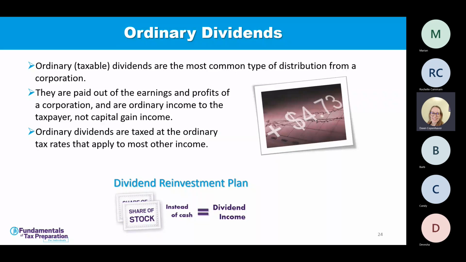Ordinary dividends are the most common type of distribution from a corporation. Again, they're paid out of the earnings and profits of the company and are ordinary income to the taxpayer, not capital gain income. Ordinary dividends are taxed at ordinary tax rates that apply to all other income like wages and retirement funds, private retirement funds like from your 401k. They're all taxed at your regular tax rate.